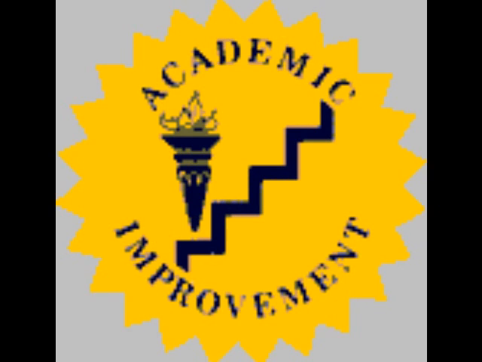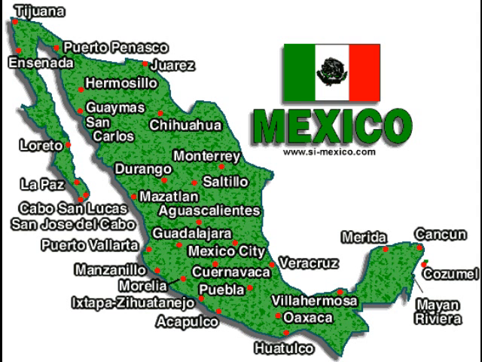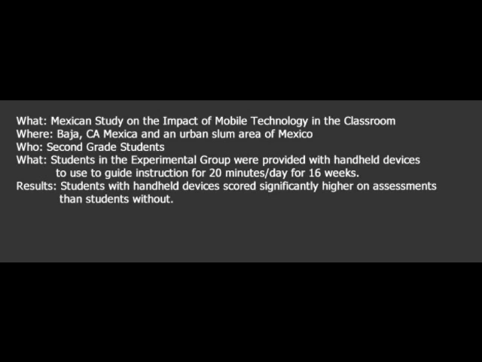Let's take a closer look at some specific examples of increased academic achievement. In 2010, a study focusing on students from a rural village in Baja California, Mexico, as well as students from an urban slum area in Mexico, showed significantly higher test scores for students who used handheld devices for instruction for approximately 20 minutes per day over the course of 16 weeks, as opposed to their students who used only pencil and paper instruction.